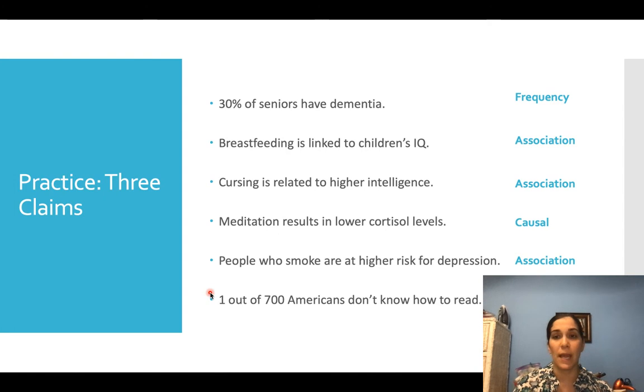And last but not least, 1 out of 700 Americans don't know how to read. And this would be a frequency claim. 1 out of 700 being the frequency or the rate of how often Americans don't know how to read. Okay. Good job. Again, if you got these wrong, reread chapter 3 thoroughly and let me know if you have any questions.